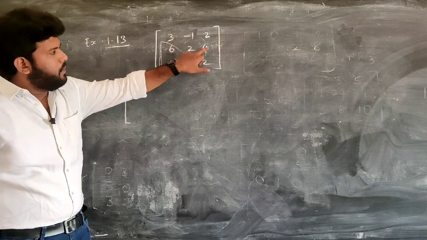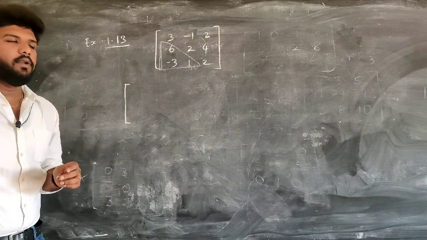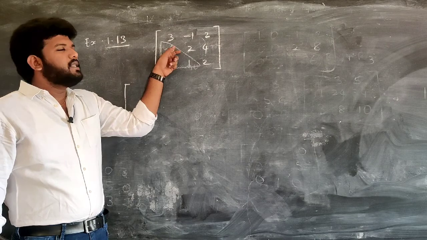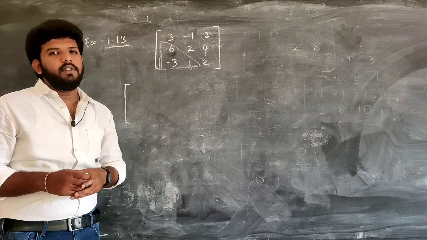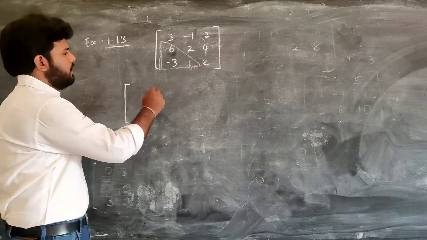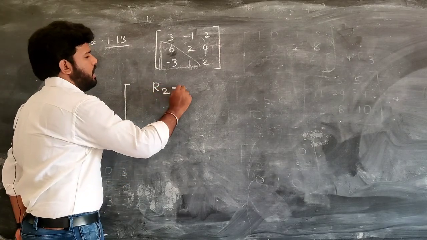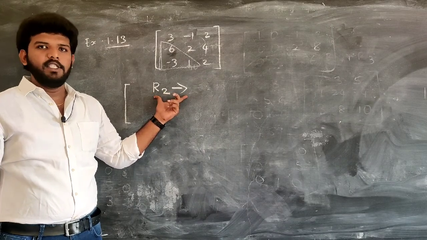Next, we have 4 and 2, okay? So we can use the number above it, right? Minus 6, along with the 3, should be converted into 0, right? So we are going to change R2. We have to write it like this.